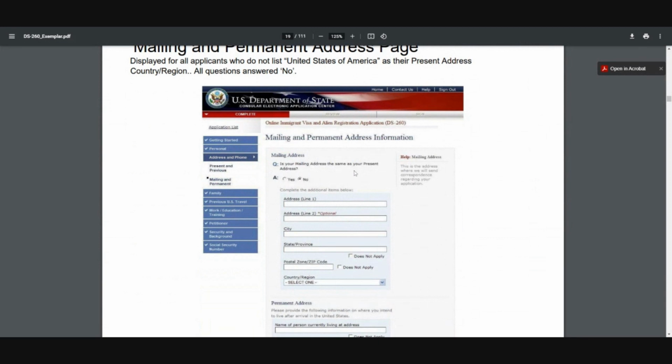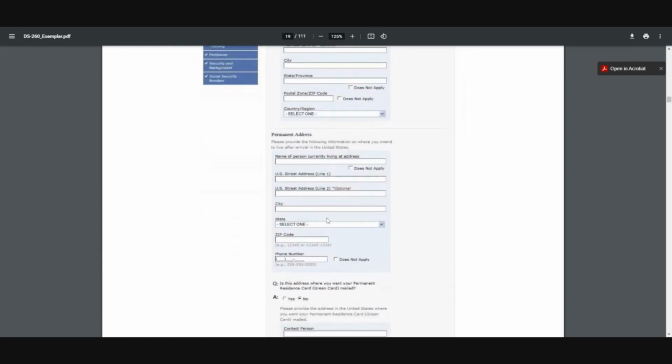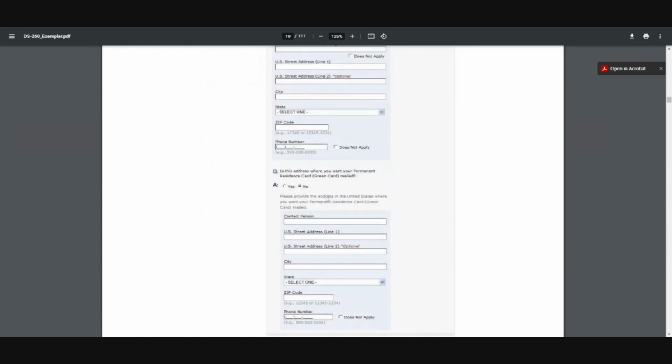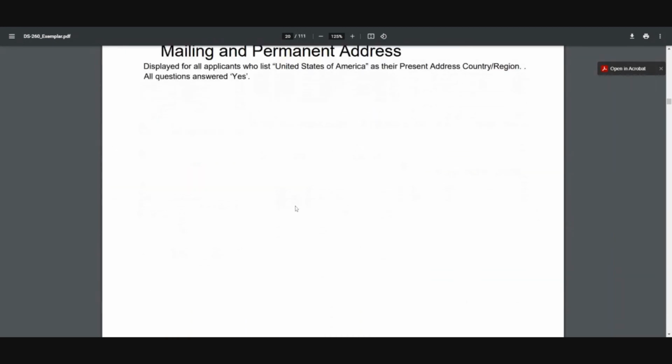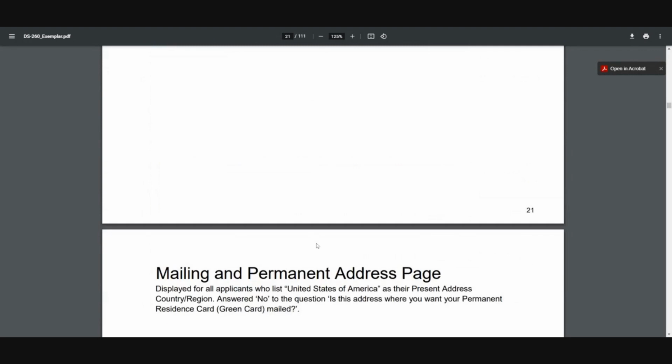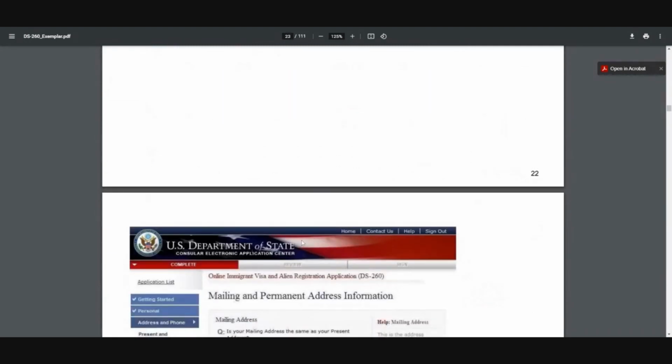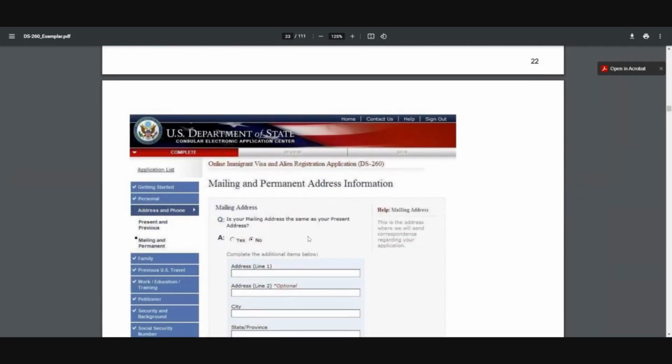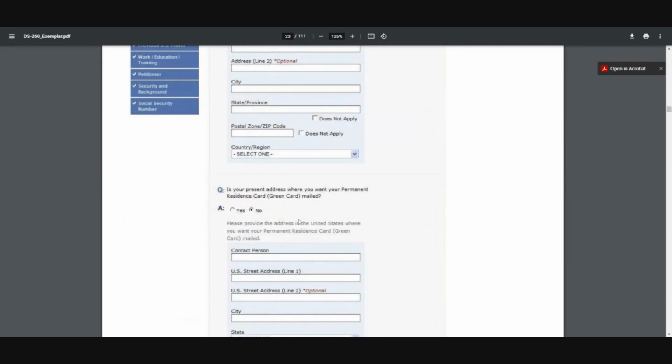Again, this is Charities Bubble USA, and we are trying to understand how to fill out the DS260. So if you are tuning in, please let's go on and see if you can finish filling out this form. We have talked about all this information: your mailing and permanent address, very important. It's a long form, but we have to make sure that we know what's in there.